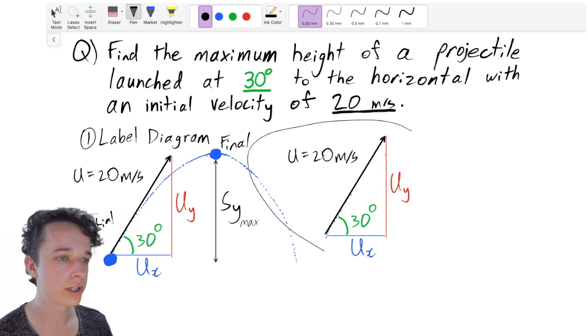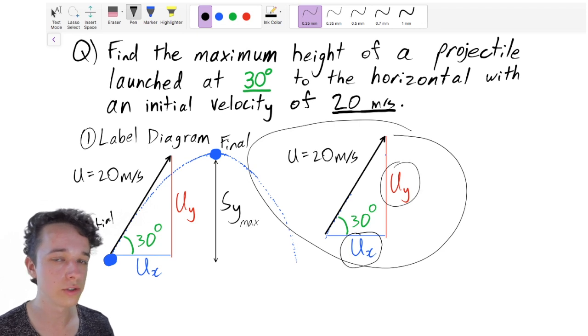So now we're going to put our attention on this initial velocity triangle over here, and we're going to find UX and UY using trigonometry.